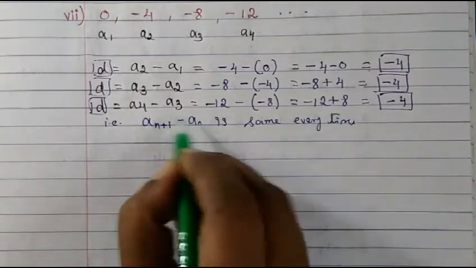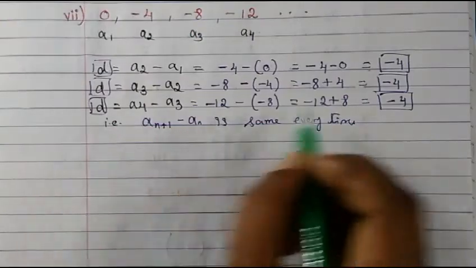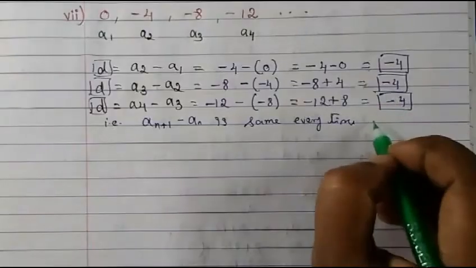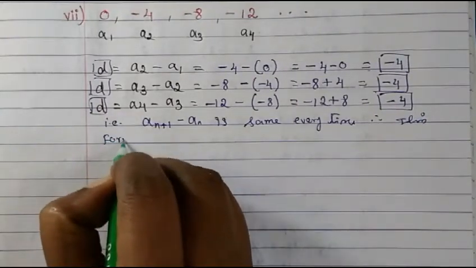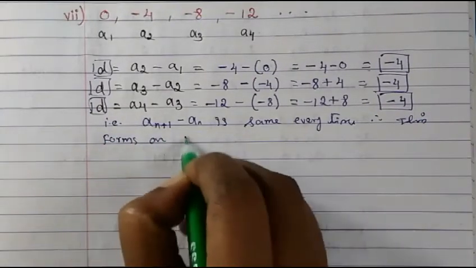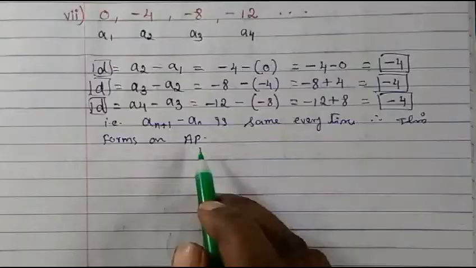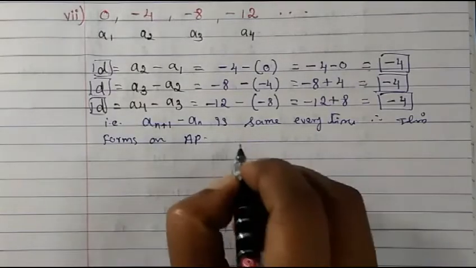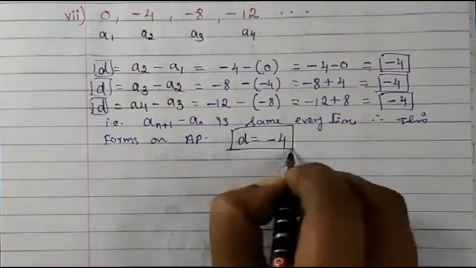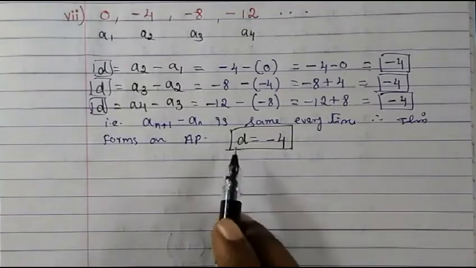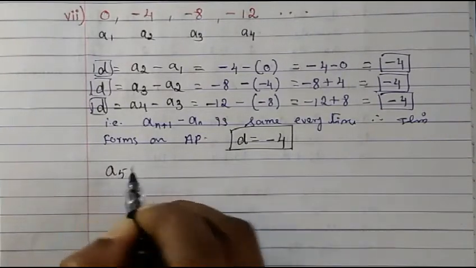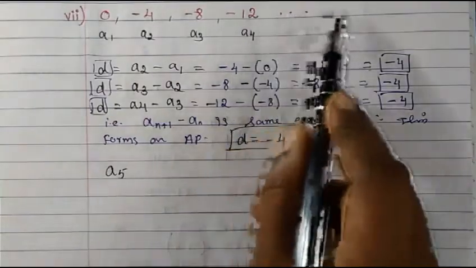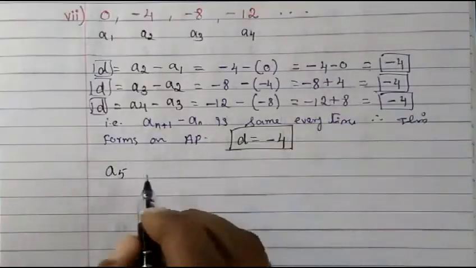If you don't remember this, no problem. You just write that the D value is the same every time. Therefore, this forms an AP. If this is an AP, we have to write the D value. So the D value is minus 4. Now if this is an AP, we have to find the next three terms. We have A4, so the next three terms will be A5, A6, A7.